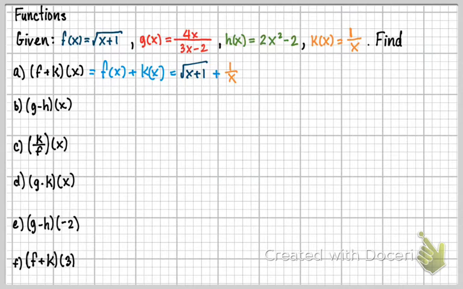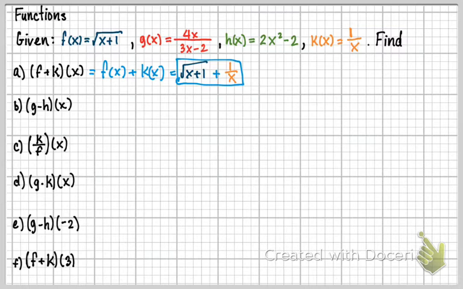And actually, this is my answer, because I can't really add those together, at least not the way they sit. So that's our answer for this one. That's simple. But I have to understand that this notation all together tells me I'm adding my f function and my k function. All right, cool. Let's move on to the next one now.